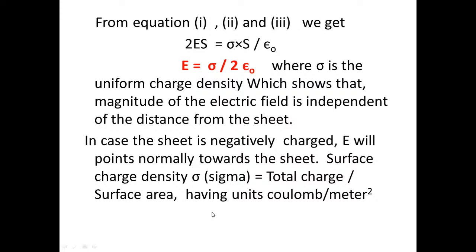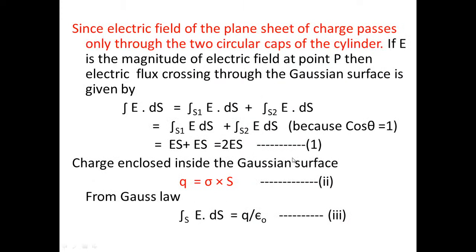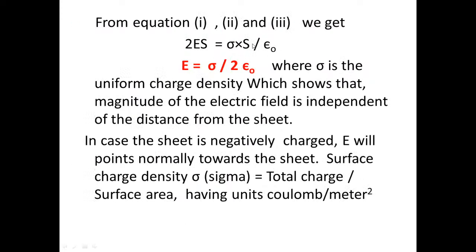where sigma is the uniform surface charge density, which shows that magnitude of the electric field is independent of the distance from the sheet. The final expression we got for electric field at point P due to this thin plane sheet of positive charge is equal to sigma upon 2 times epsilon naught, where epsilon naught is the permittivity of the free space. So this electric field E is independent of the distance of the point P from the thin sheet of positive charge.